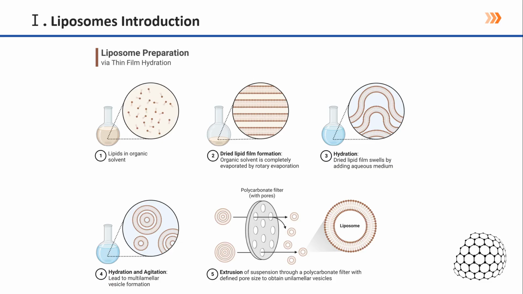Next, adding an aqueous medium to this dry lipid film is like injecting vitality into the stage, and the lipid film begins to swell. Finally, after hydration and stirring, the suspension is extruded through a polycarbonate filter with a specific pore size, so that we get the unilamellar liposomes we need, which are the final performers of this chemical dance.